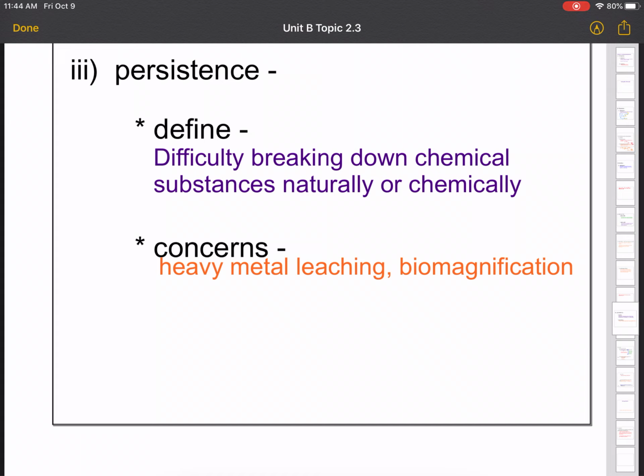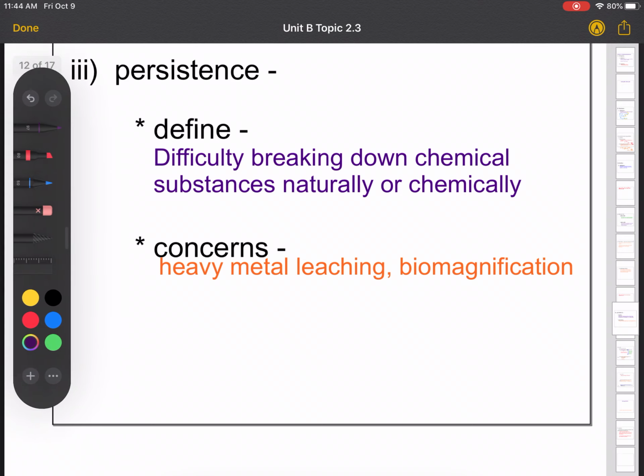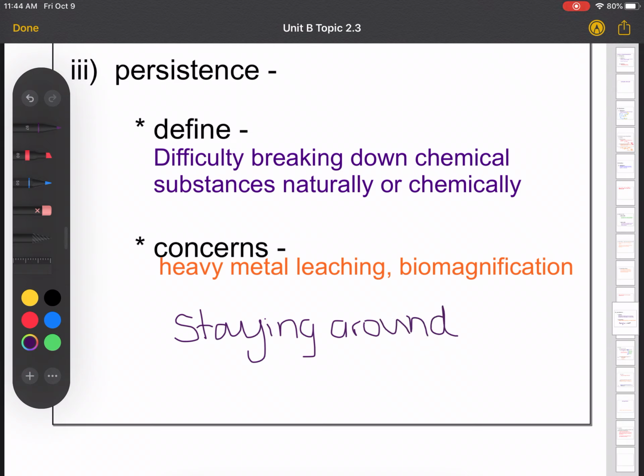Persistence is the difficulty of breaking down chemical substances naturally or chemically. These are heavy metal leaching and biomagnification. So persistence means basically when something is persisting, it's staying in the soil, it's staying around. It doesn't just go away. So that's that difficulty of things being able to break it down.